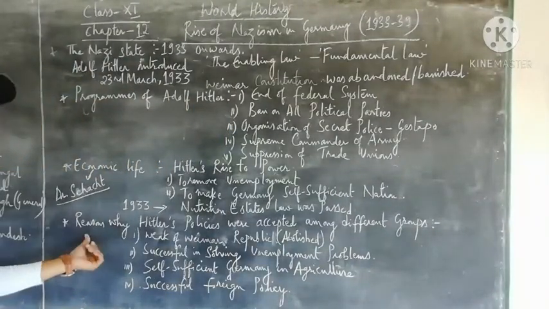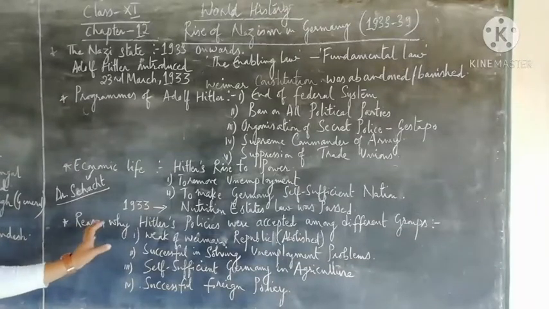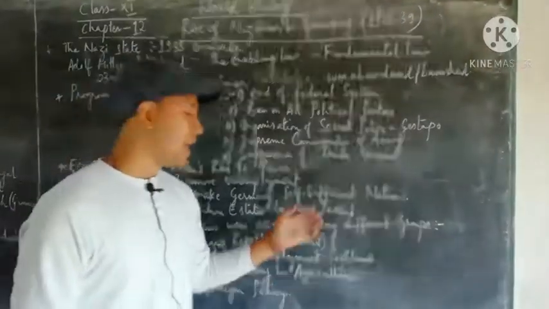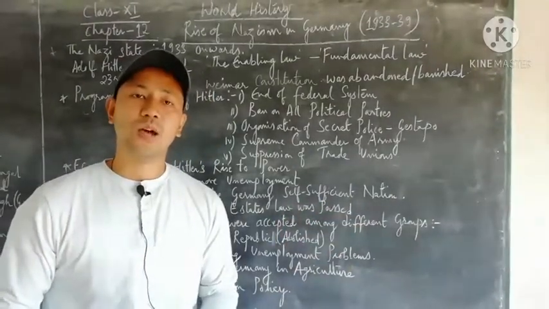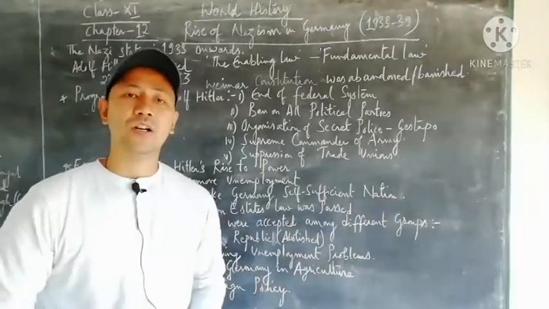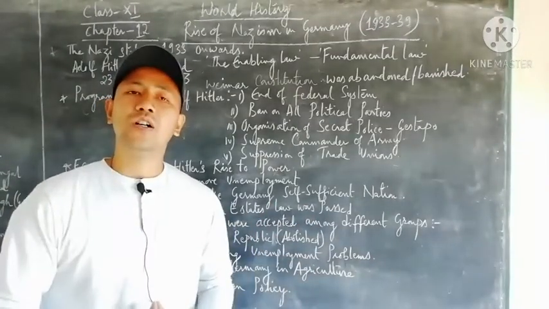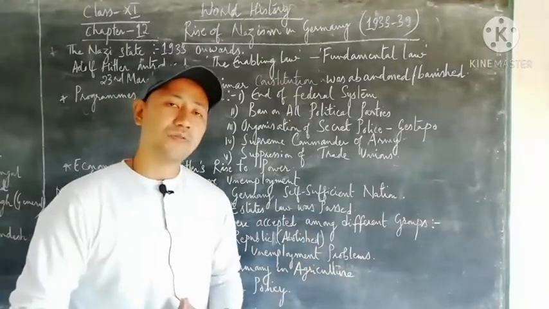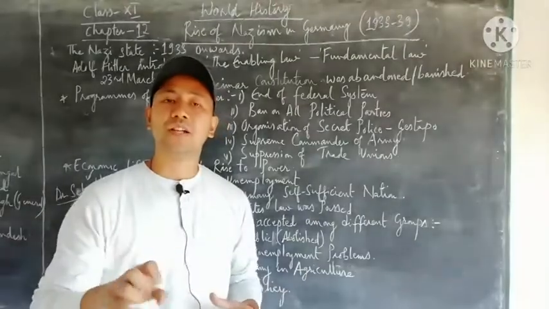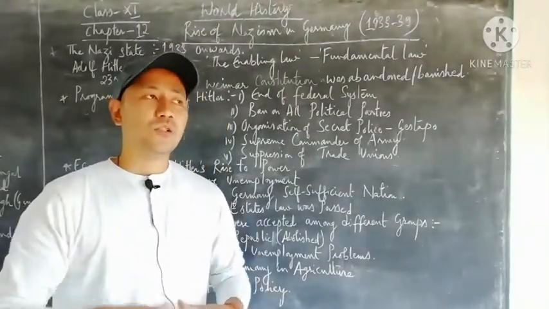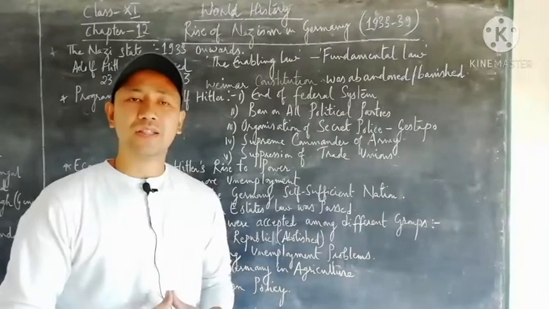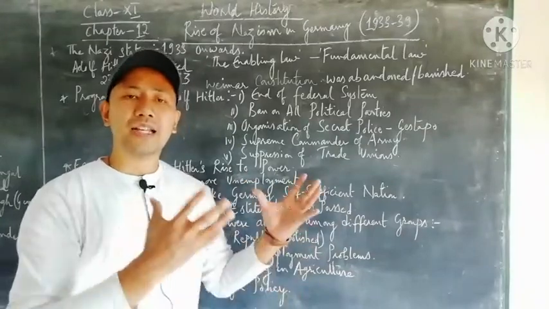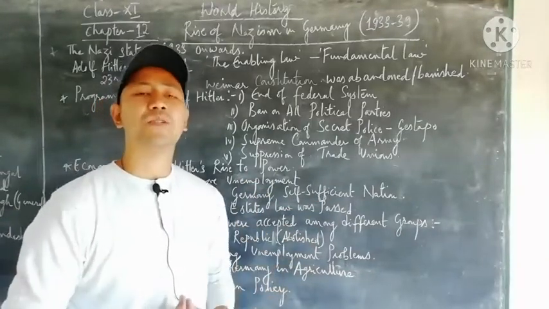Next we talk about the last point of today's class, that is, what were the reasons why Hitler's policies were accepted among different groups. We know Adolf Hitler as a dictator, as a leader, who fought for Germany against all the Allied powers, and under him the Second World War began on 1st of September 1939 after invading a small European nation known as Poland. So we see what exactly were the reasons that all the different groups of people of Germany accepted the policies and programs made by Hitler.